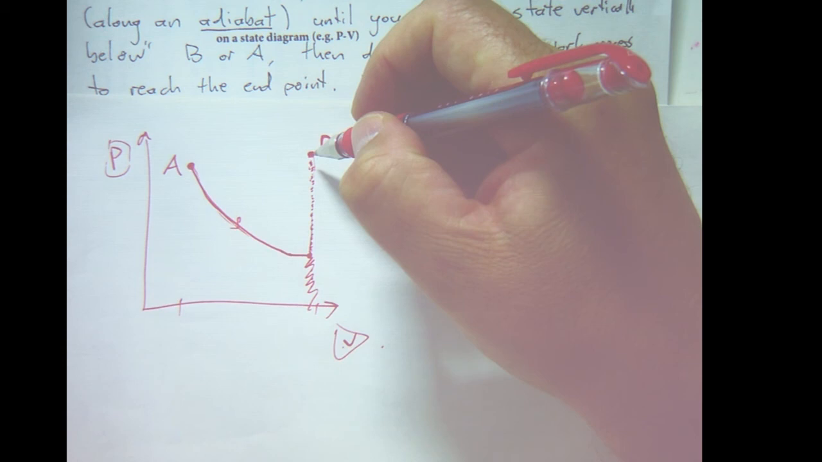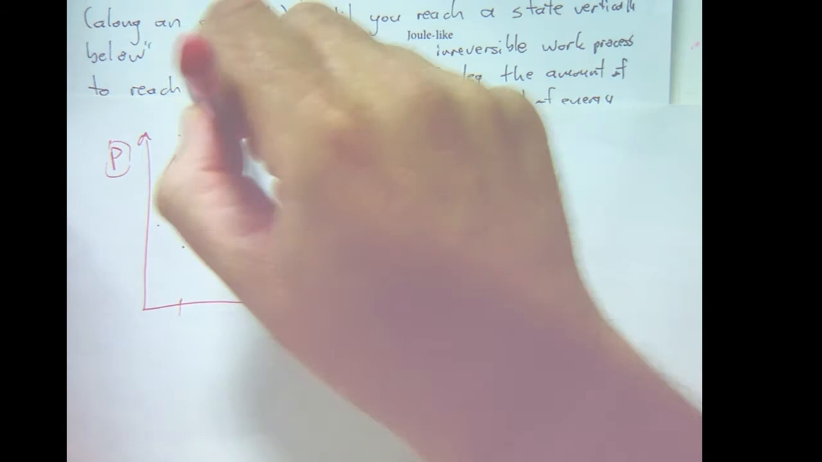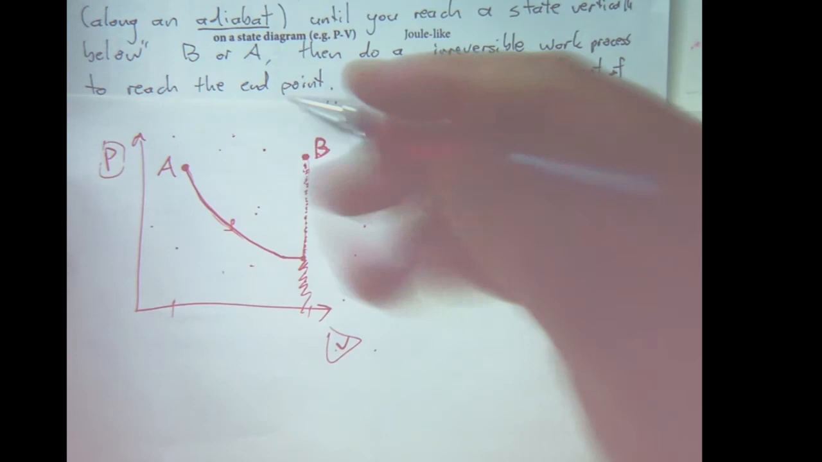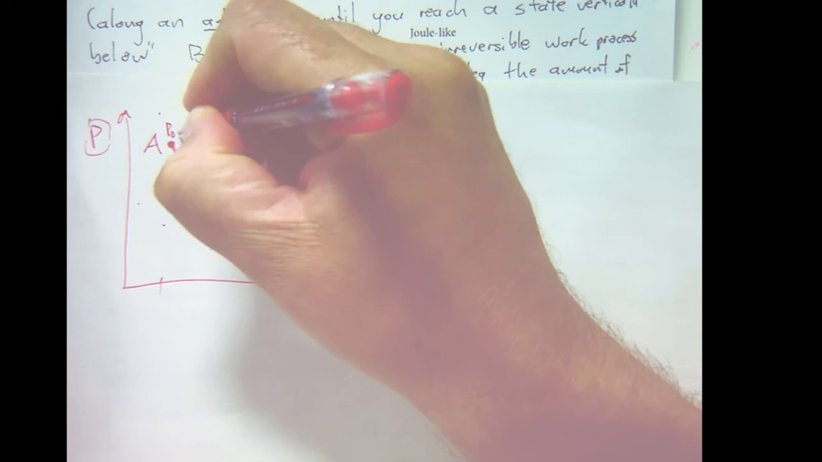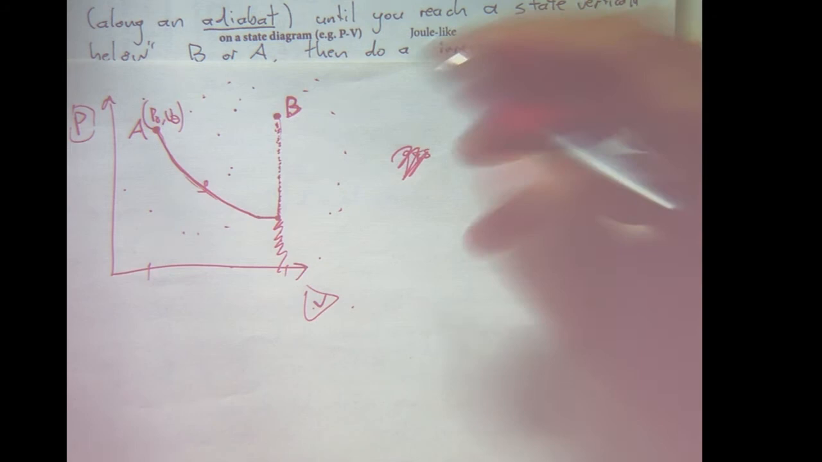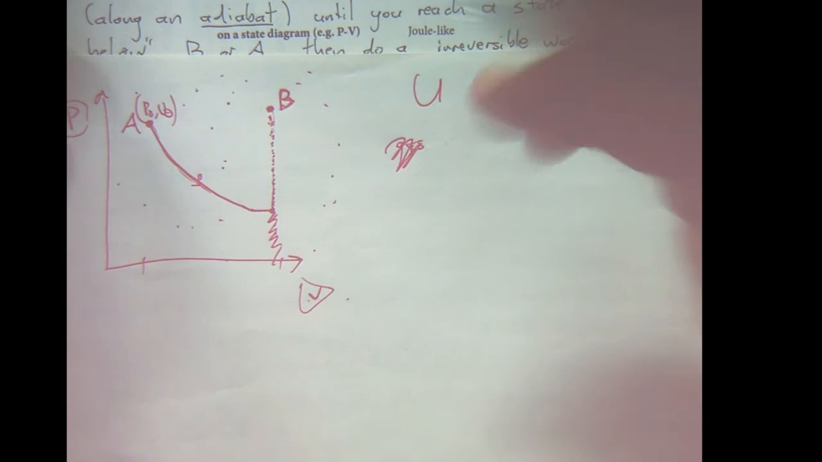Now I could cover the entire PV plane with A, B pairs. And I can go either from A to B or from B to A. For any pair, I can get a number. So this is, let's say, P naught, V naught. Starting from here, I can assign to any point in the plane a number. So what have I done? I've defined a function on the plane. That's what a function is. So that function is U. I have a well-defined process to assign a number to any point in this plane.